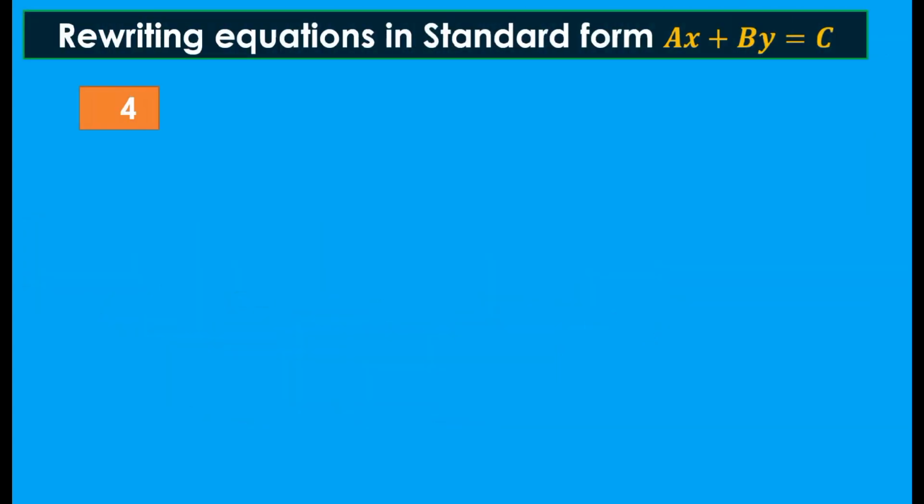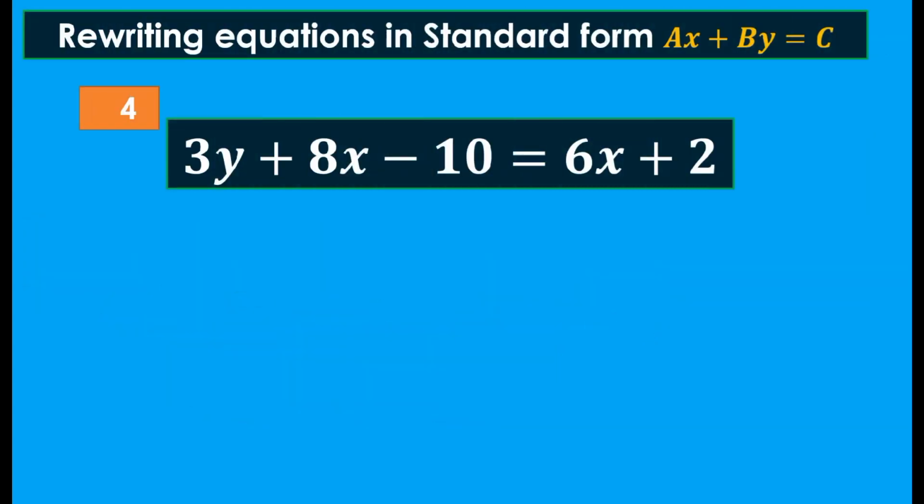Okay, let's have another example. 3y plus 8x minus 10 equals 6x plus 10. Now, remember, there are two x's that you can see here. So, what shall we do? We remove 1. By how? We are going to use addition of combined or of like terms.